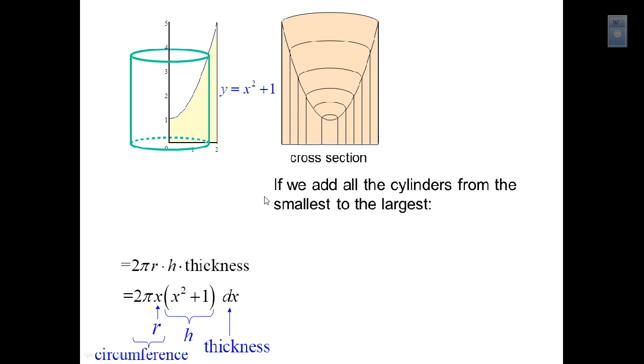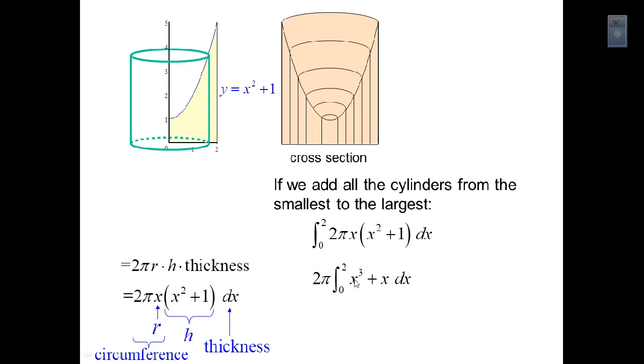So adding all those cylinders, tubes, from smallest to largest, we're going to integrate from 0 to 2. Now you'll have to do some simplification here. Notice that the 2 pi is a constant. It can come outside. We'll actually have to distribute the x through here before we can do an integral by hand. But then it becomes very easy to do.